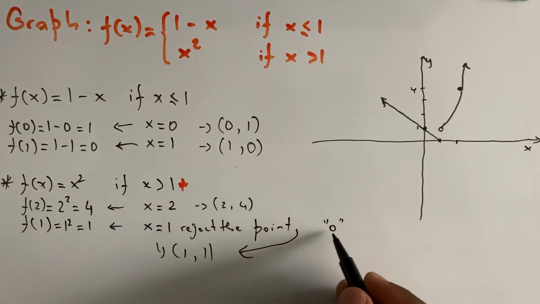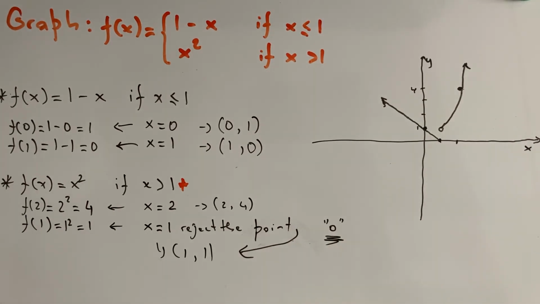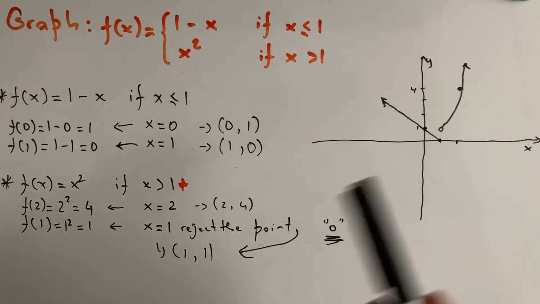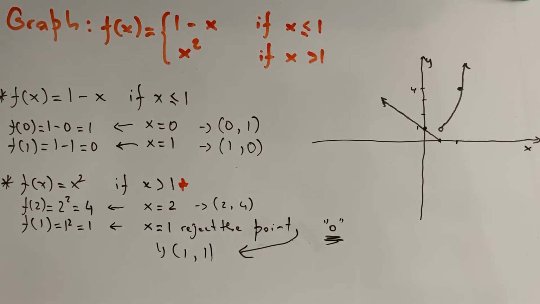By rejecting it, what do I do? I just put an open circle right here. So it's not part of the graph. That's what I mean. All right. So this is how you graph a piecewise function. Okay. For any piecewise function, that's how you'll do it. Do it by piece, and it will be pretty easy for you to understand what you're doing.